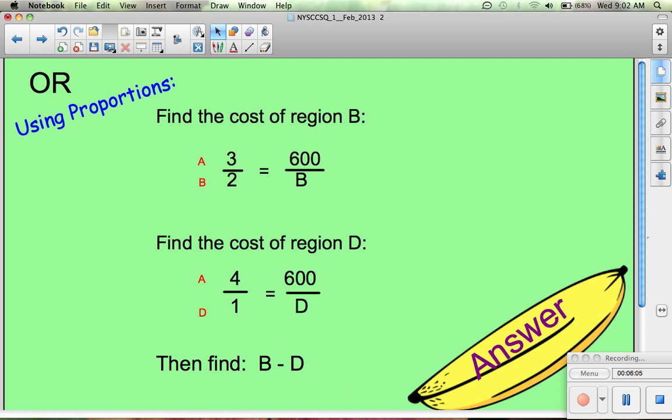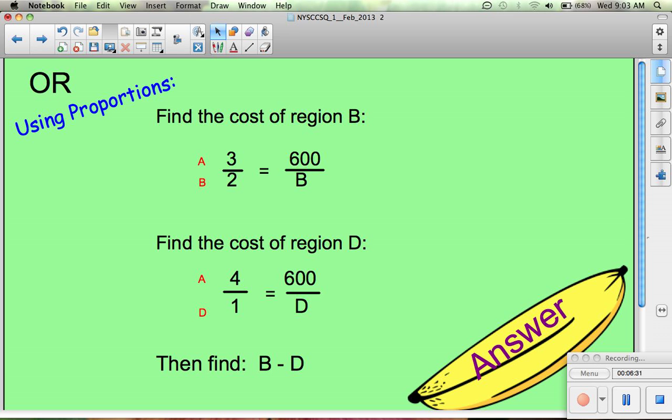If you prefer to use proportions, which many of us, the minute we see that ratio, we recognize that as one side of our proportion, that would be fine as well. You would have to do two different proportions. Your first one to find the cost of region B. You know A to B is 3 to 2, and you know A is 600, so you're trying to find the cost of B. And then you would go ahead and cross multiply.